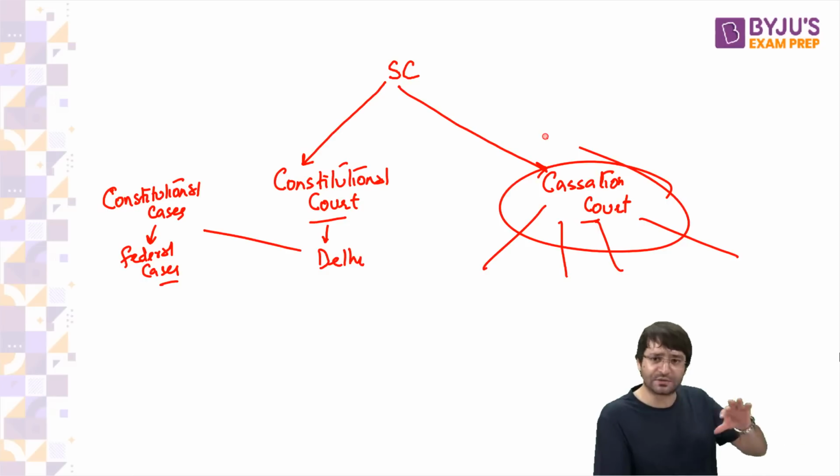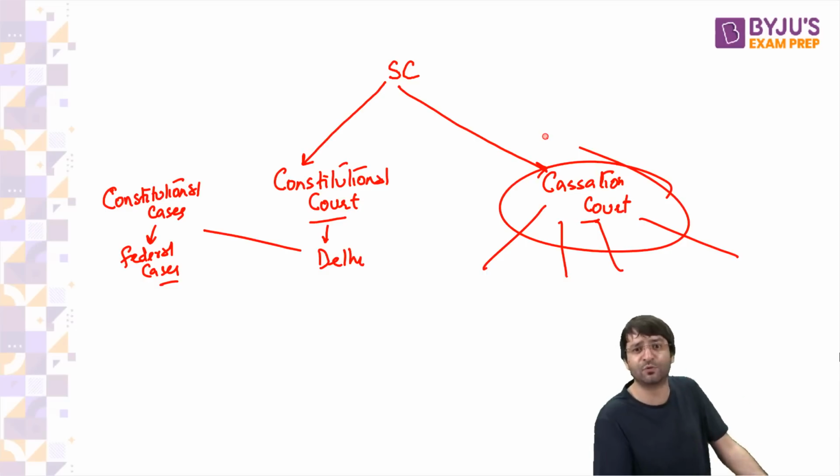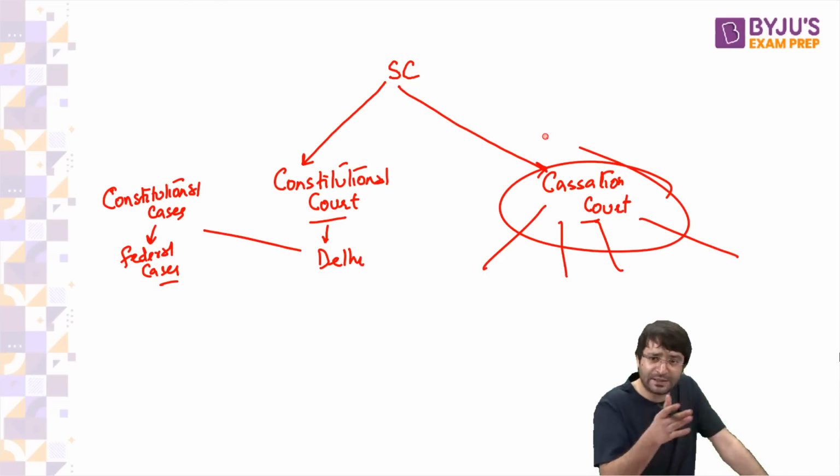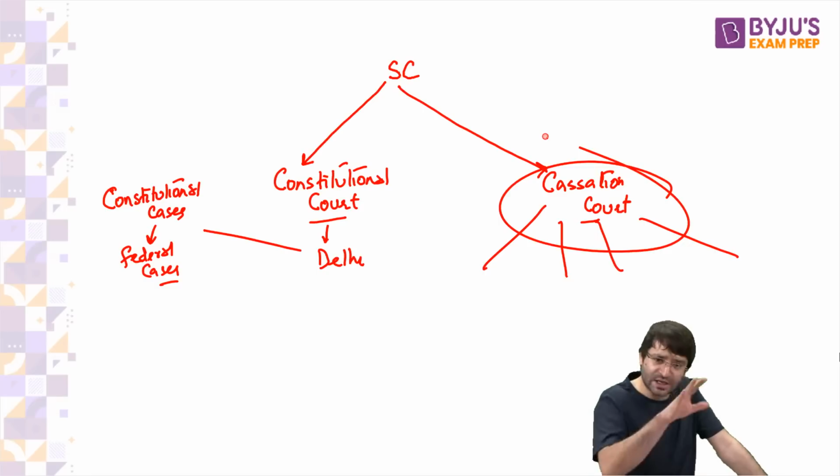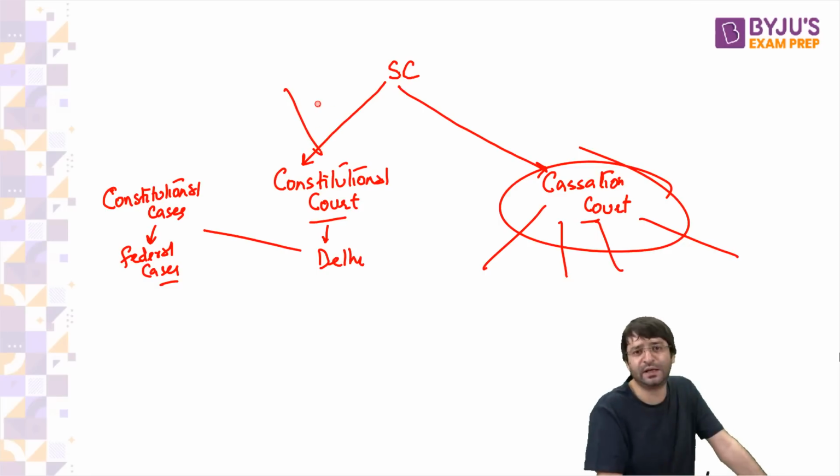Whether the way Article 370 was diluted was done rightly or wrongly, it should not take 5 years for the Supreme Court to decide. Whether the Citizenship Amendment Act is right or wrong, it should not take 5 years for the Supreme Court to decide. Because these are all important constitutional cases. All such cases should go to a Constitutional Court in Delhi.